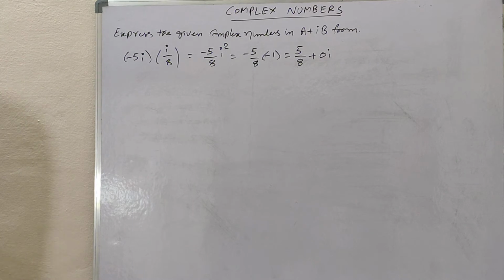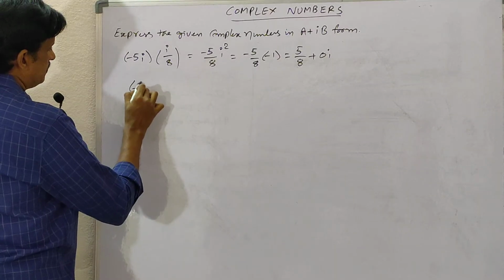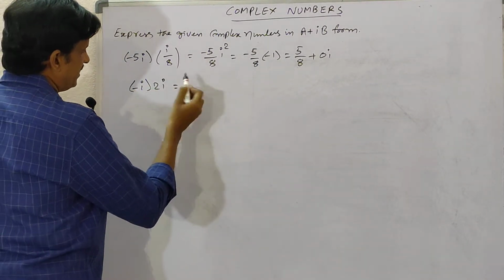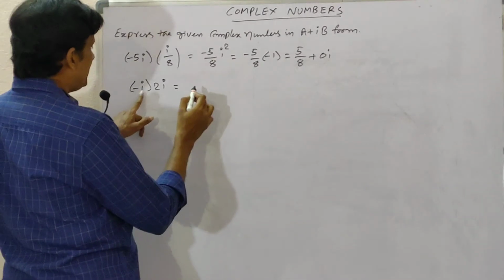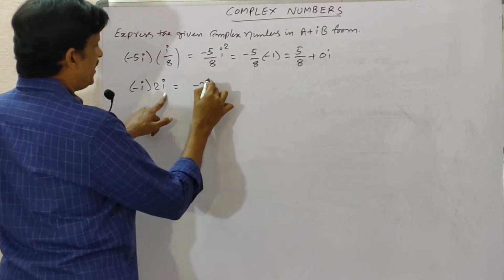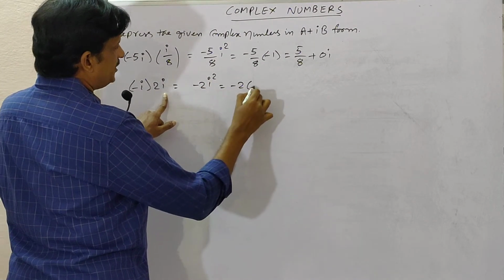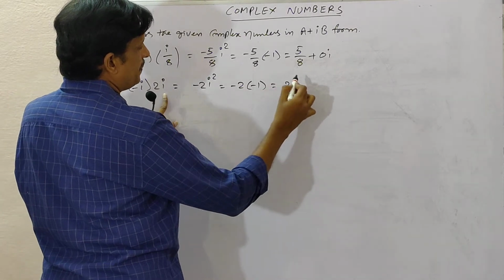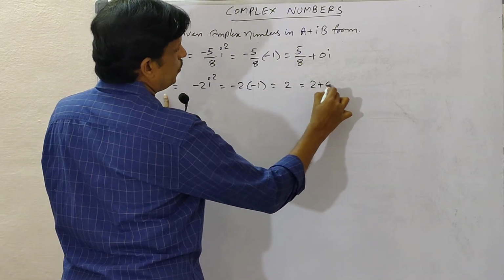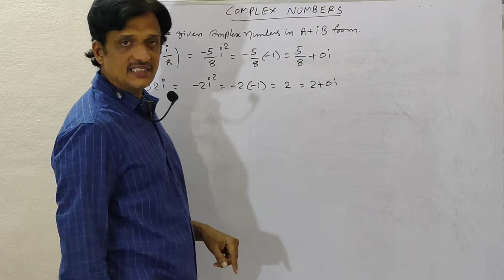And the next one is minus i into 2i. Multiply this one, minus 2, i into i will be i square. That is minus 2 into i square is minus 1, that will be plus 2. 2 means you can write 2 plus 0 into i. Imaginary part is 0 again.